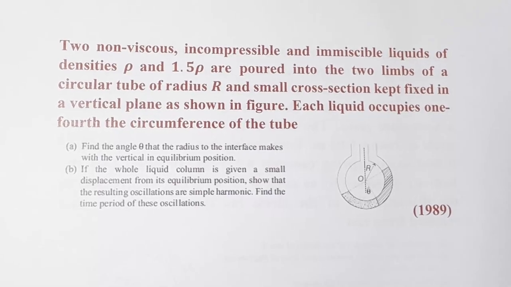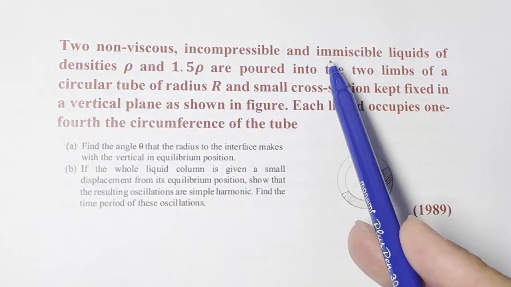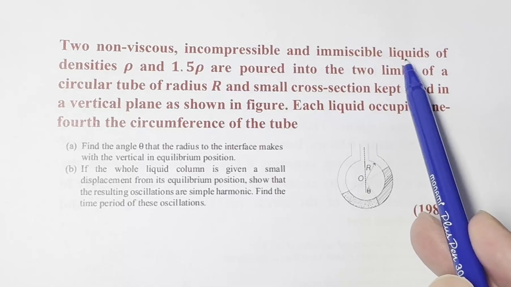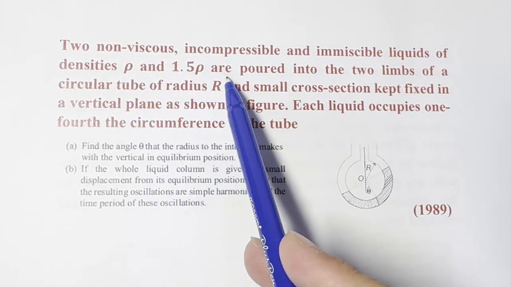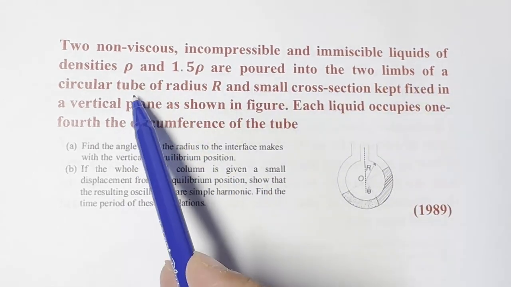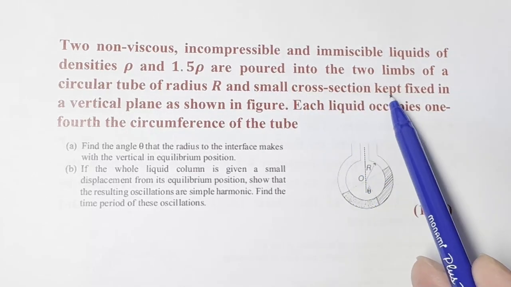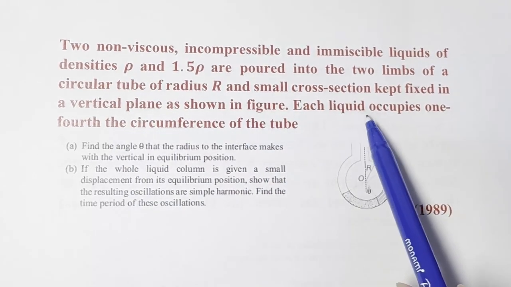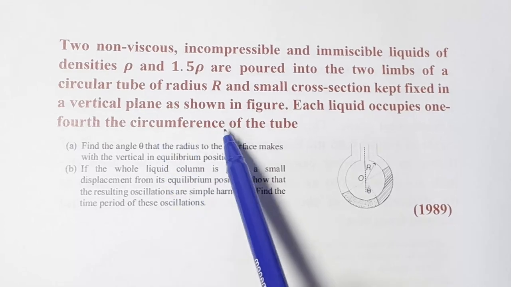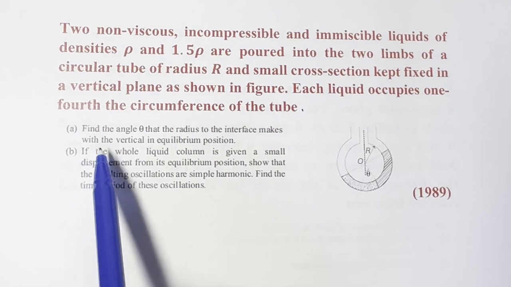Hello friends, in today's question, two non-viscous, incompressible and immiscible liquids of density ρ and 1.5ρ are poured into two limbs of a circular tube of radius r, and a small cross-section kept fixed in the vertical plane as shown in figure. Each liquid occupies 1/4 of the circumference of the tube. So we have to find out two things.